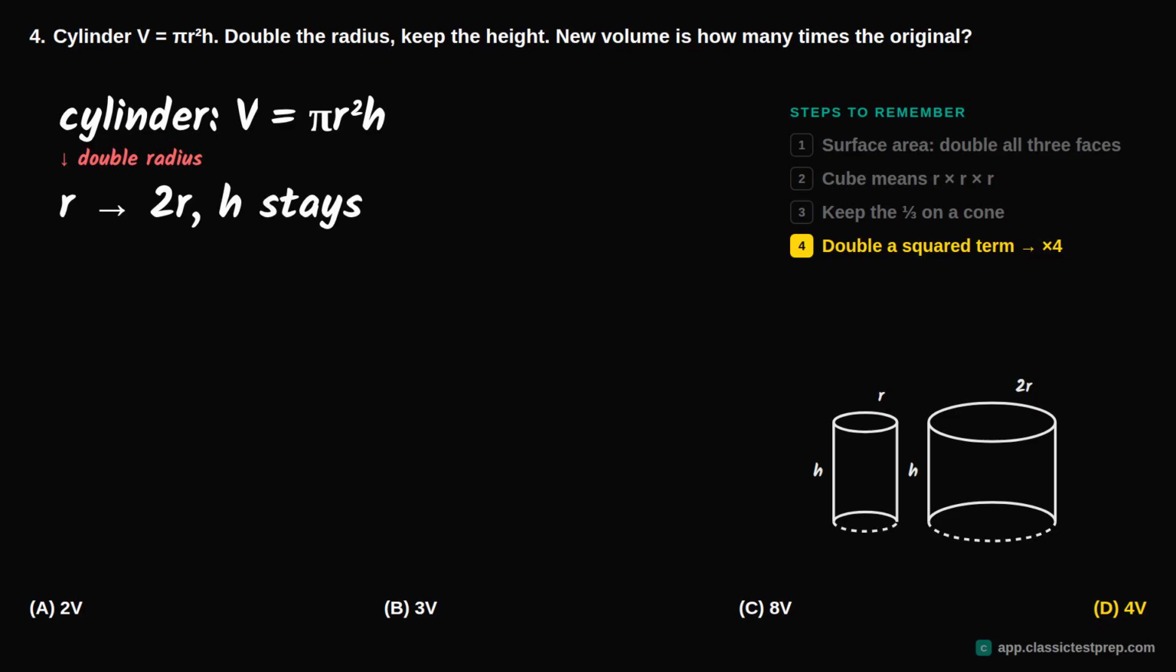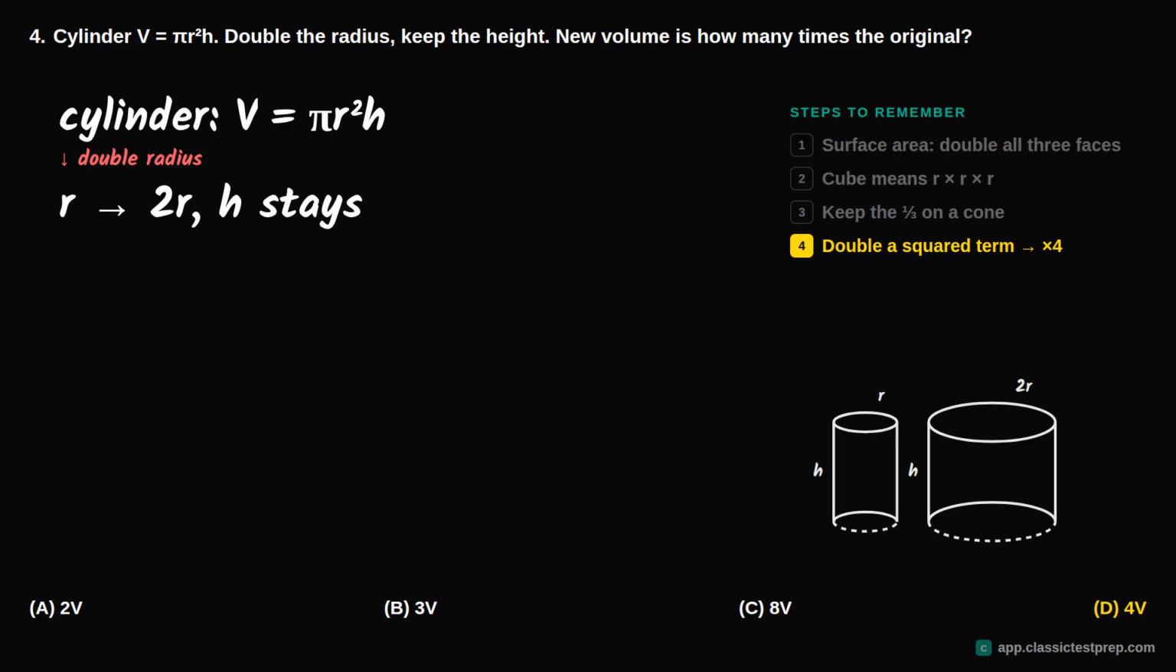Now we're doubling the radius, and in our equation for the volume of a cylinder, which is pi r squared times h, the radius is squared. And so if we double a squared term, it means that the volume will be multiplied by 4. It will be 4 times greater.